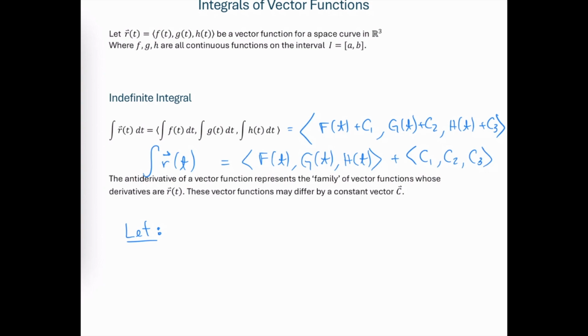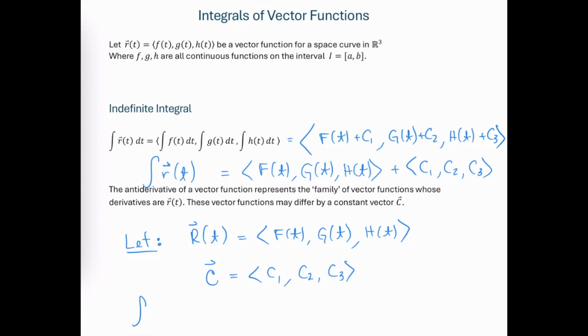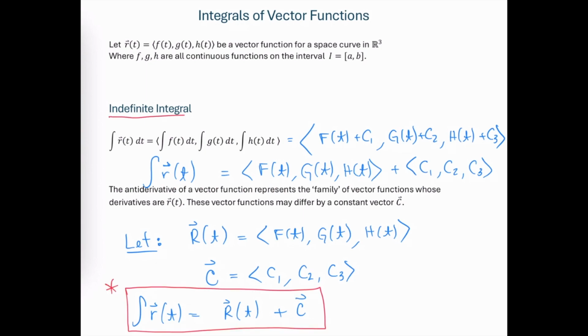So let's do a little better with our notation here and try to simplify this. Let's let capital R vector function be equal to this antiderivative vector function, where the components are all the antiderivatives of the parametric functions from the original, and let's let capital C vector be the constant vector C1, C2, C3. Now that's going to give us a more compact notation when we refer to the integral of the vector function. It's going to end up being the antiderivative of that vector function, or the antiderivative of each of the components, plus some constant vector. And this is what we get when we're calculating an indefinite integral.